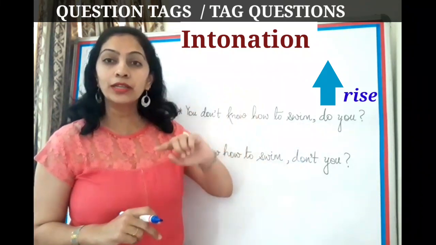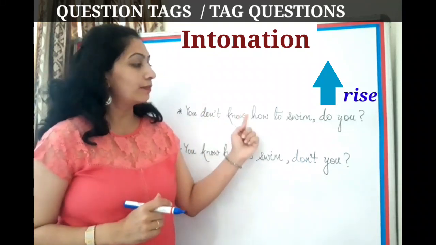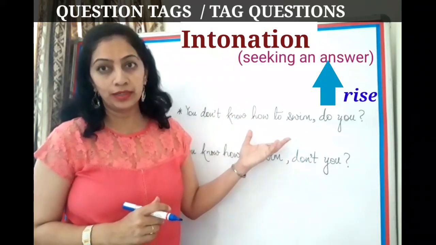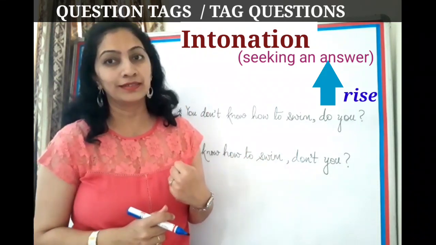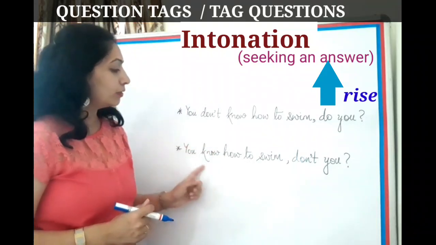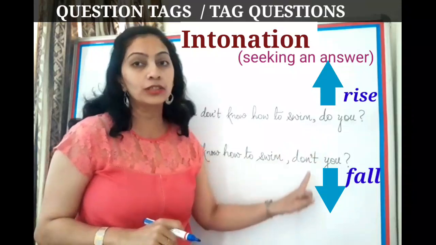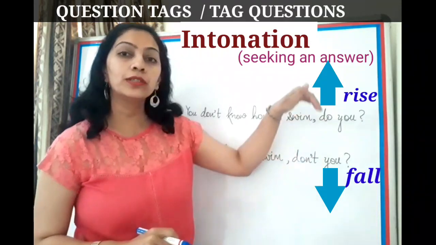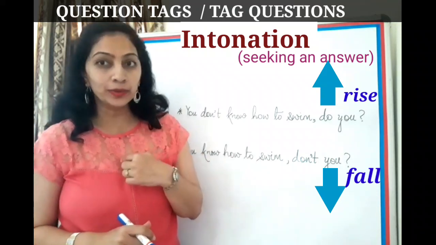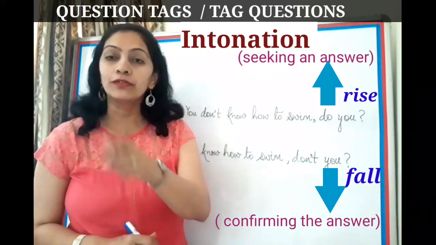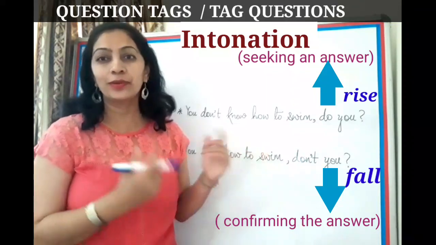You don't know how to swim, do you? So now what am I doing here? I am raising my voice here. Then it means that I am not sure about the answer. I am trying to get the answer from the listener. Look at the next sentence. You know how to swim, don't you? Now here my intonation fell. So when the intonation falls down, then it means that I know the answer, but I'm just trying to confirm it from you. That's how intonation works with question tags.